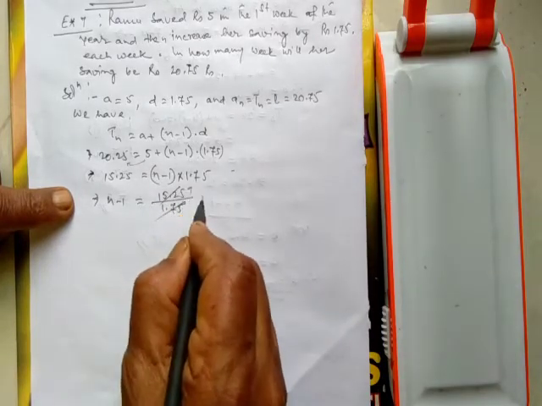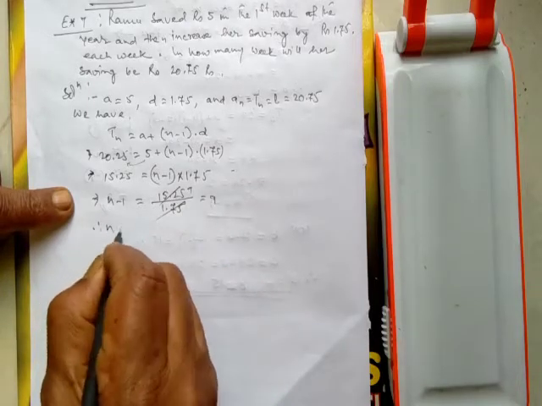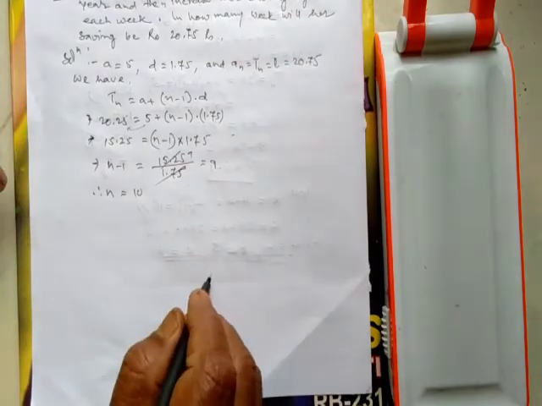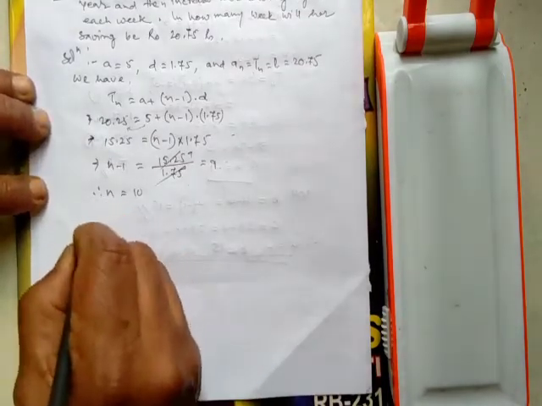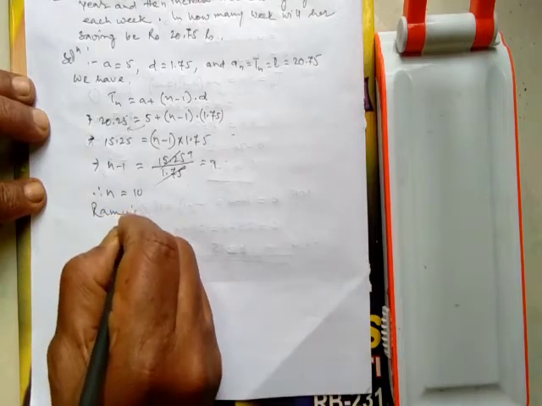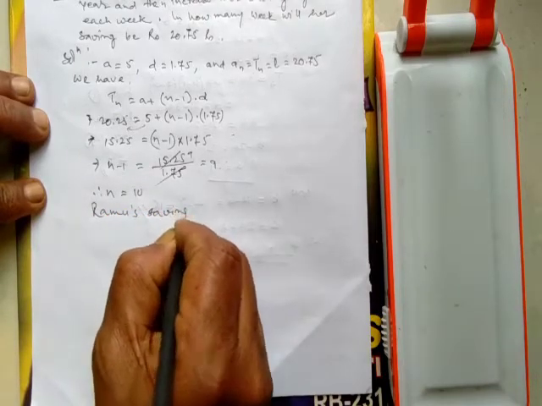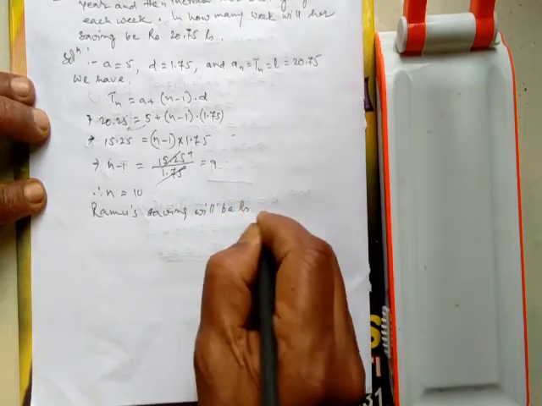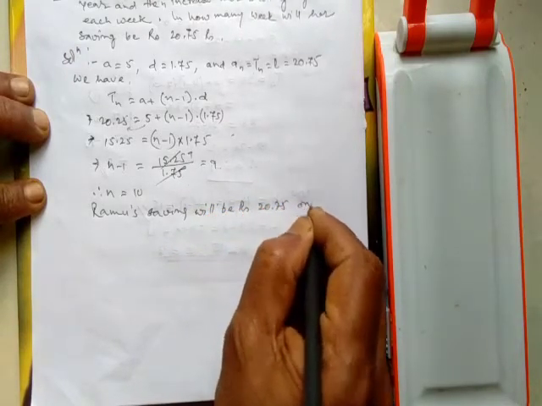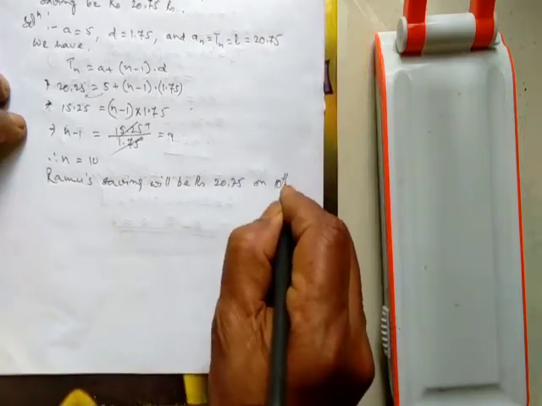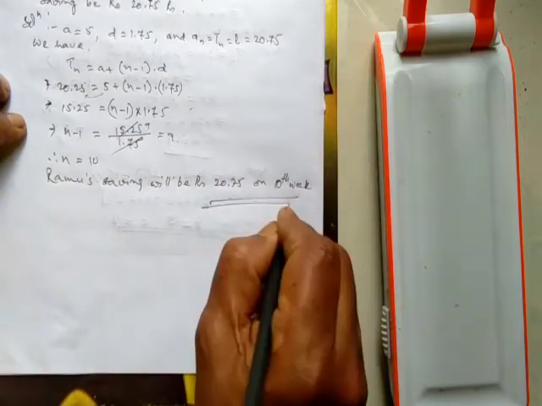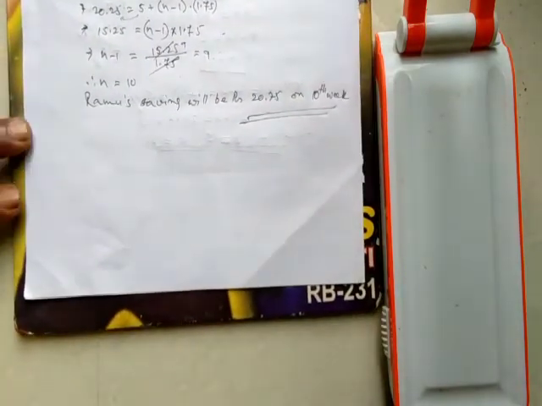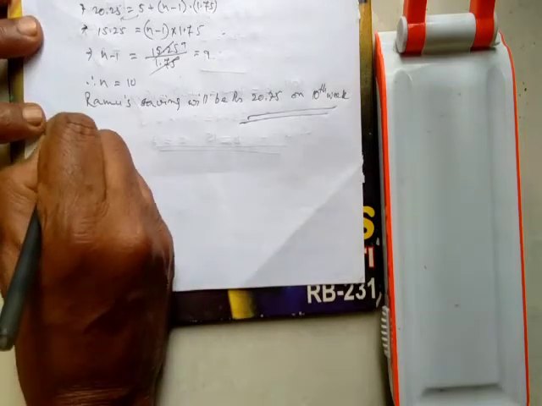This implies n minus 1 is equal to 15.75 by 1.75. This cuts how many times? 9 times. Therefore n is equal to, this goes to the other side, 10. Therefore Ramu's saving will be rupees 20.75 on the 10th week. Is it okay? Next, example number 8.